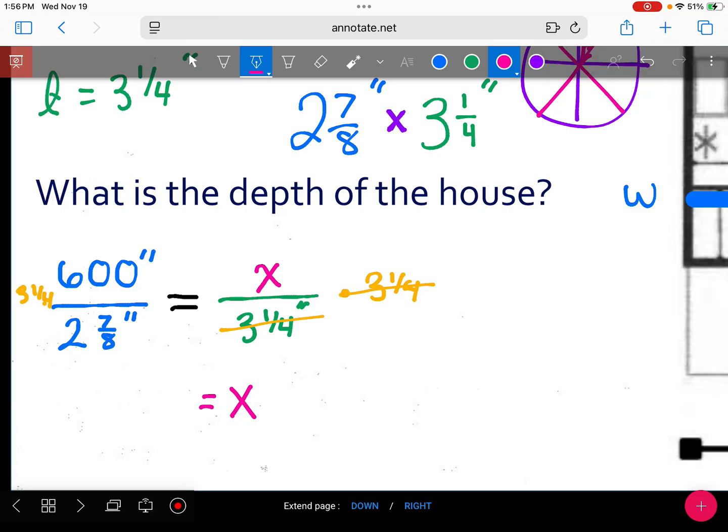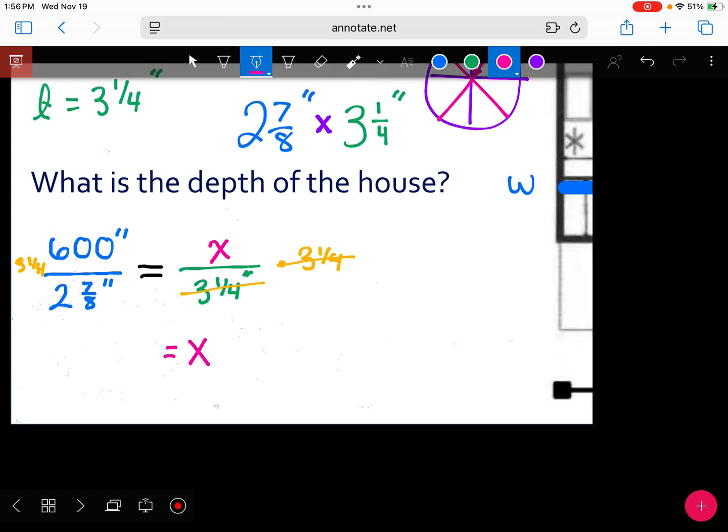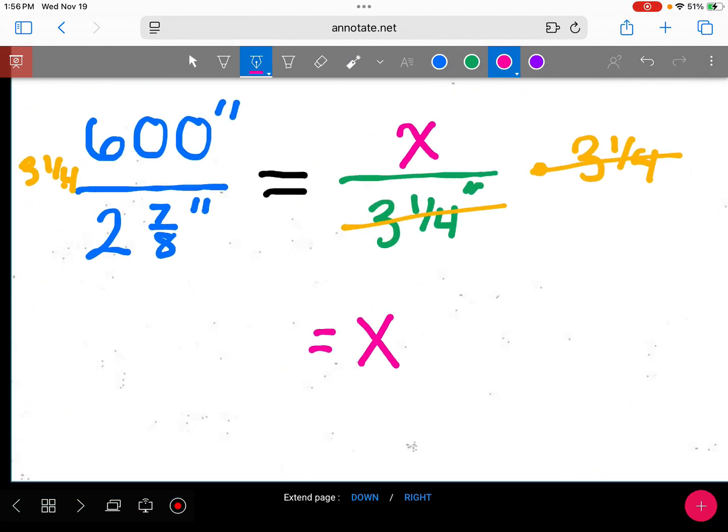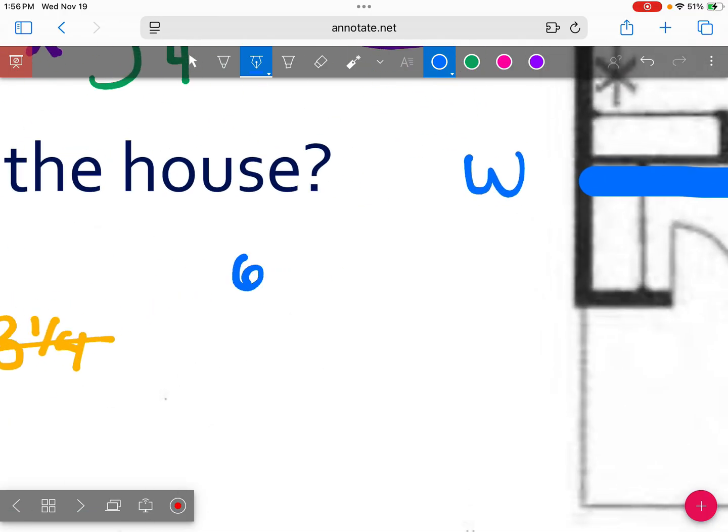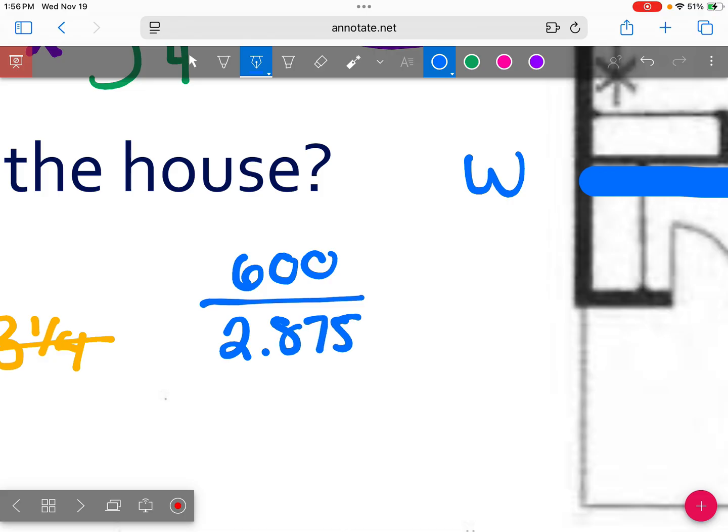Two and 7/8, also known as 2.875. So if it helps, you can switch these to be decimals. You could 100% write this as 600 over 2.875. That's what that is as a decimal. And our 3 1/4, that's 3.25. You can work it as decimals. That's totally fine, if that's easier for you. Whichever way makes more sense for your brain.